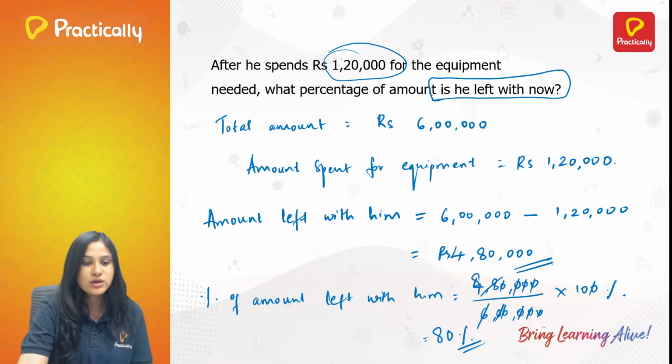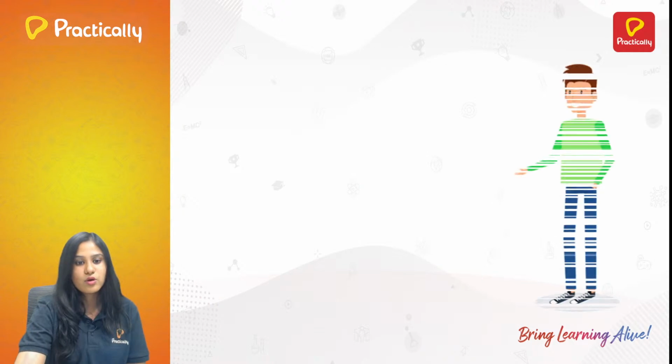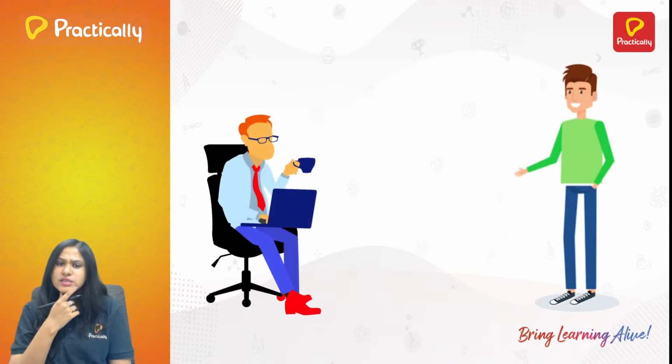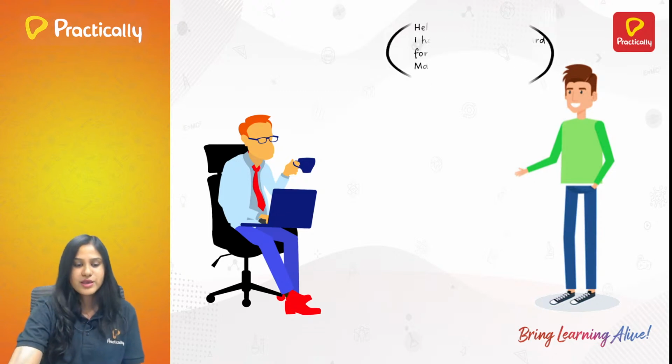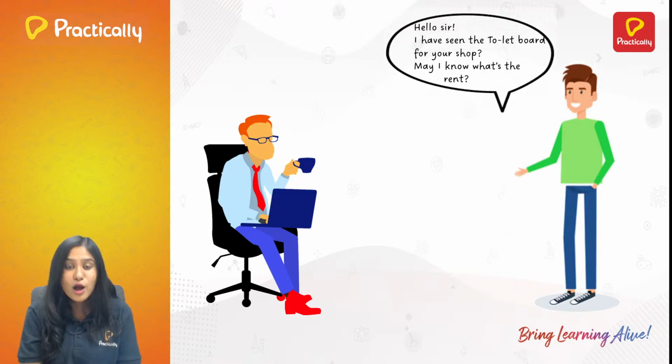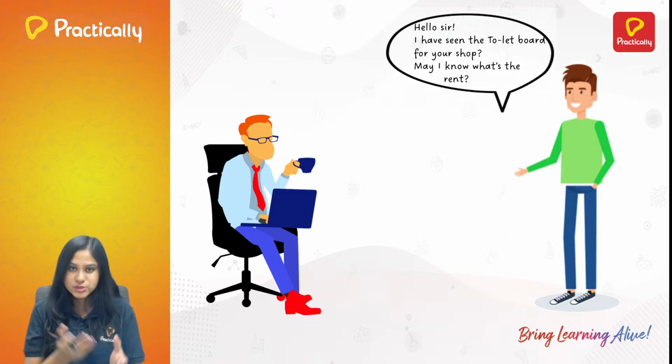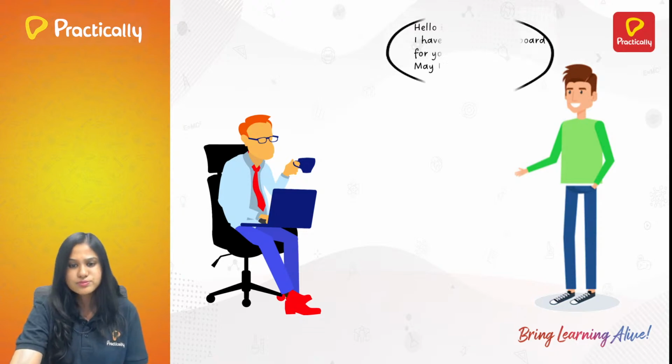Let us go to the next. Okay. Now, he goes to some stranger. Let us see who is the stranger. Okay, he is a house owner or a shop owner. Hello sir, I have seen the to-let board for your shop. May I know what's the rent? So what is he trying to do now? He wants to rent a shop, right? He has to start a juice shop somewhere. So first he has to rent it, correct? So let's see what the owner says.